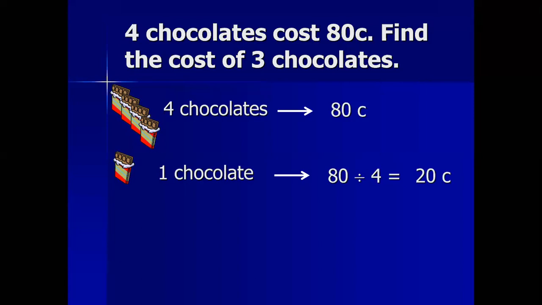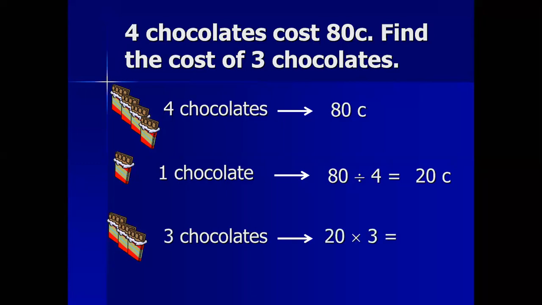Now, the question asks me to find the cost of 3 chocolates, so I will multiply. In this lesson, guys, we make 2 steps. The first one, I find the cost of 1 piece of chocolate. Then I multiply by how many pieces the question asks for. Here, 4 chocolates cost 80, so 80 divided by 4 is 20 cents. The question asks about 3 chocolates, so 3 times 20 is 60 cents.